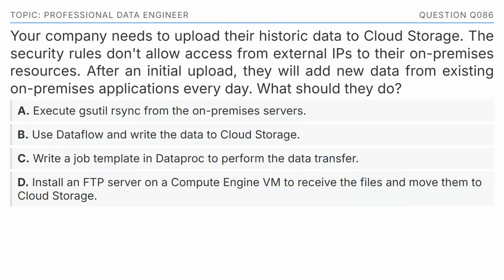Your company needs to upload their historic data to Cloud Storage. The security rules don't allow access from external IPs to their on-premises resources. After an initial upload, they will add new data from existing on-premises applications every day. What should they do? The options are: Option A, execute sudo rsync from the on-premises servers.